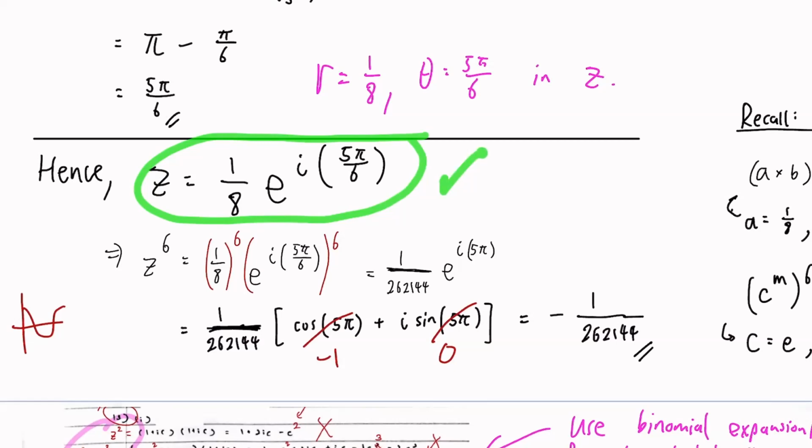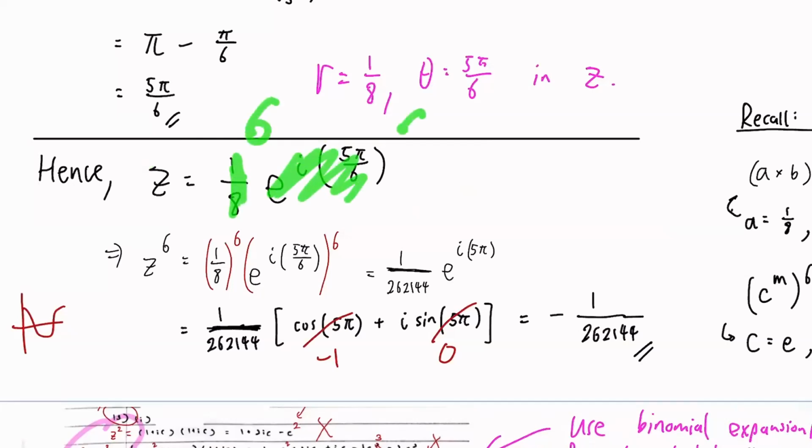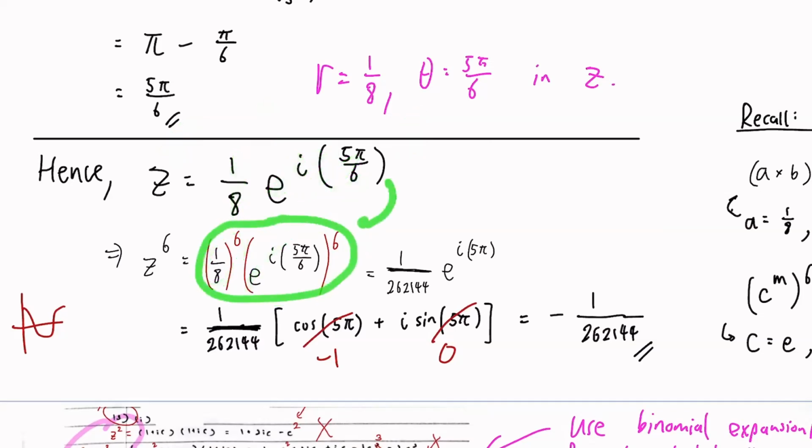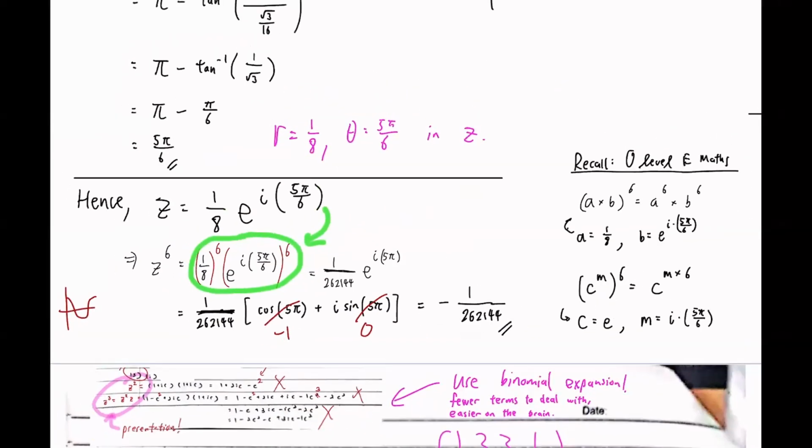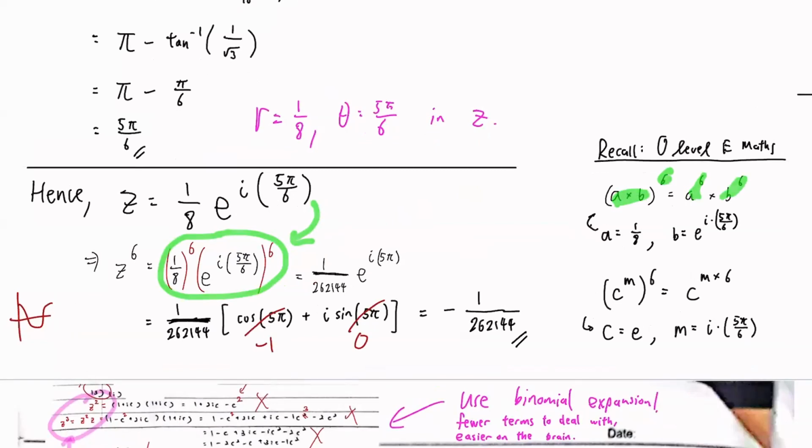Now I want to find explicitly z power 6. So I can just raise both sides to the power of 6. That means I'll get (a times b) power 6, which is what I have over here in red color. Is this part clear to you? The rule is like this: (a times b) power 6 is a power 6 times b power 6. Okay. Then 1 over 8 power 6, you can use calculator.